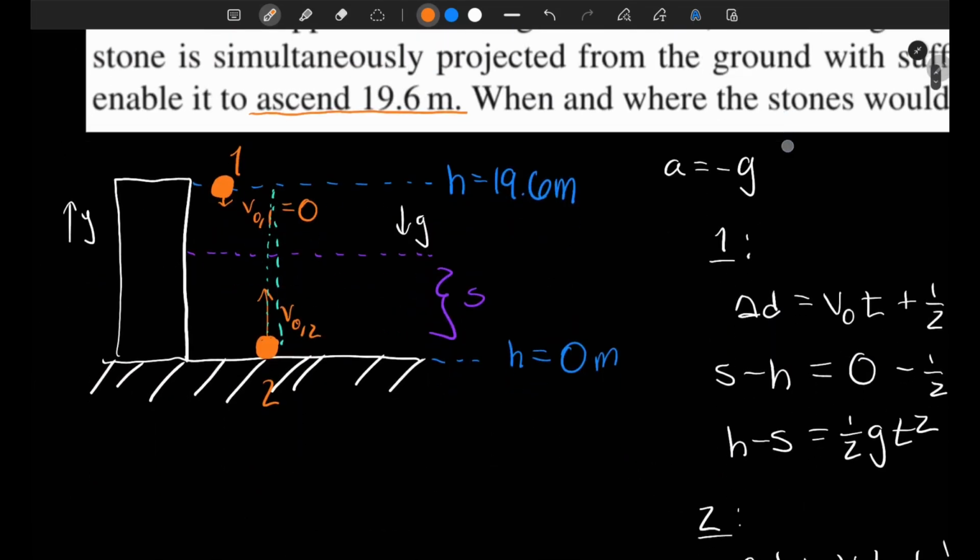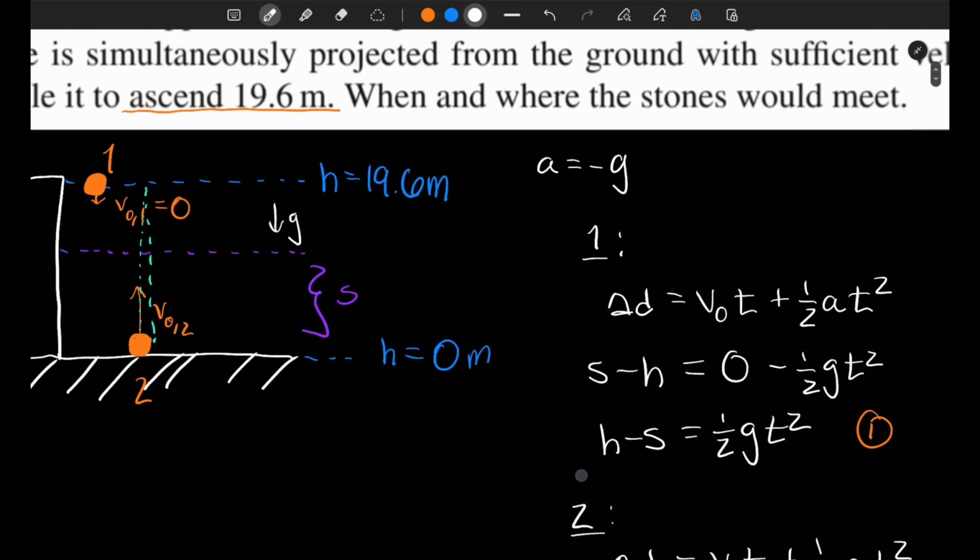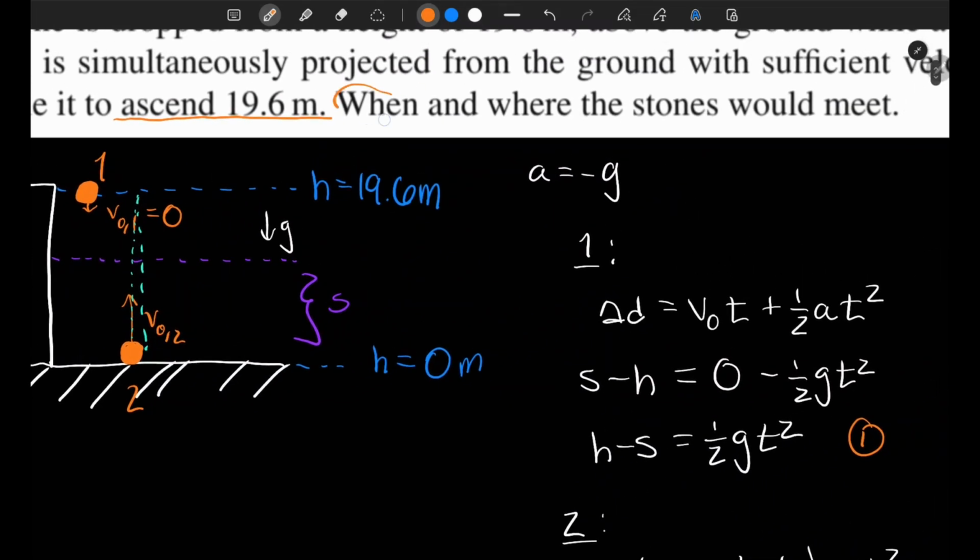So if I initially drop a ball and it goes downwards, and I have another ball that at the same time I throw upwards, and they meet at some distance s above the ground, the time at which they meet is 1 second after this ball is thrown up and after this ball is dropped. Okay, so now we know when they meet, right? So we got this guy down.